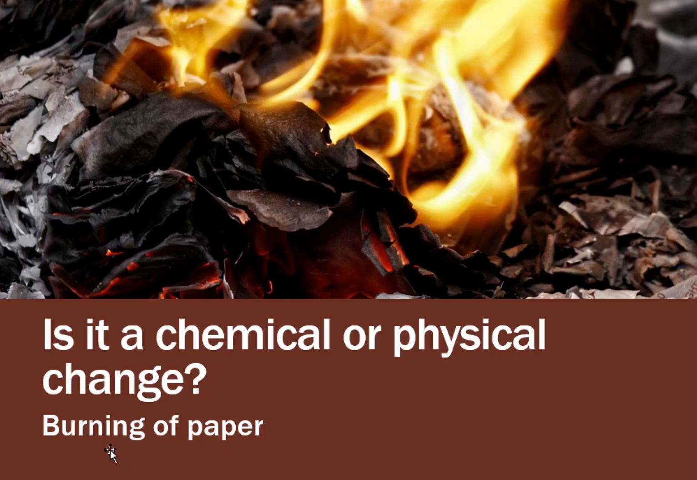How about the burning of paper? What do you think it is? Is it a physical or a chemical change? For sure, it is a chemical change because it is accompanied by the production of heat and light, and moreover, the carbon black which is produced as a result of burning cannot be turned back into paper. Hence, the burning of paper is a chemical change.